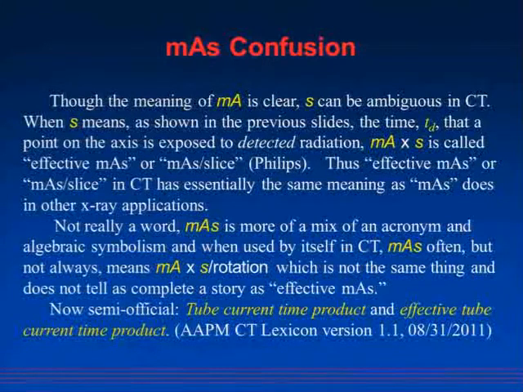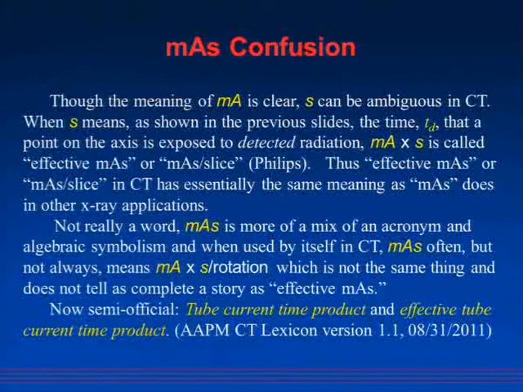That's a Siemens term, and it's also used by Toshiba, or mAs per slice, by Philips. Effective mAs has become the term that's accepted in the community. Thus, effective mAs, or mAs per slice in CT, has essentially the same meaning as mAs does in other X-ray applications. It has to do with the amount of time a particular point is exposed to radiation times the tube current. It's not really a word, it's more of a mix of an acronym and an algebraic symbolism.